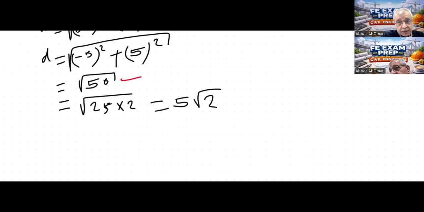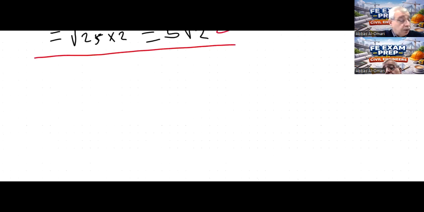So sometimes you can find the answer in different formats. So this is the first problem. If you have any questions about this problem, please leave me a comment and I will get back to you.